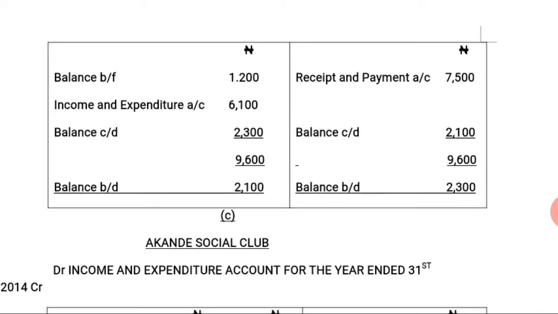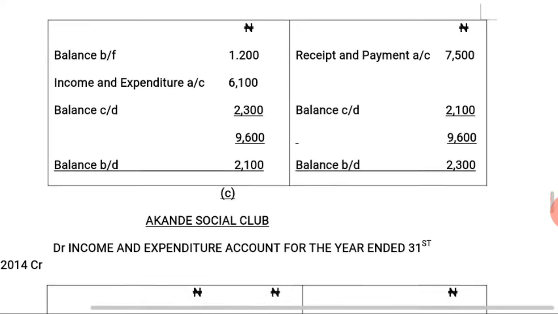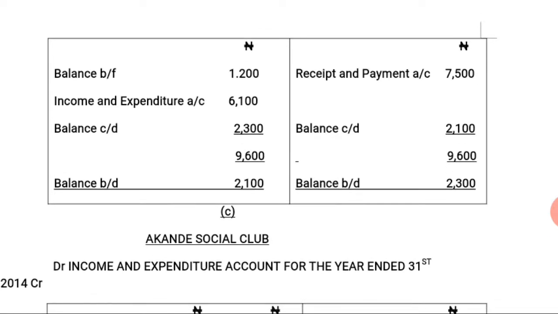So that's how to prepare the subscription account. Therefore, we have balance brought forward of 1,200 on the debit side. We have income and expenditure account of 6,100 as determined with the way I explained it. Then we have the balance carried down, which is the prepayment for the next year. So we have the total of 9,600.